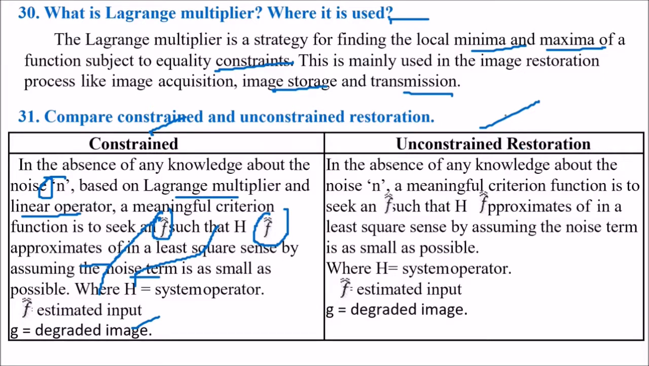But in unconstrained restoration, again in the absence of any knowledge about the noise, a meaningful criterion function is to seek f cap such that H of f cap approximates g in a least square sense, by assuming the noise term is as small as possible. Here we are talking about the Lagrange multiplier and the linear operator, where H is the system operator, f cap is the estimated image, and g is the degraded image. So here things are constrained, here things are unconstrained.